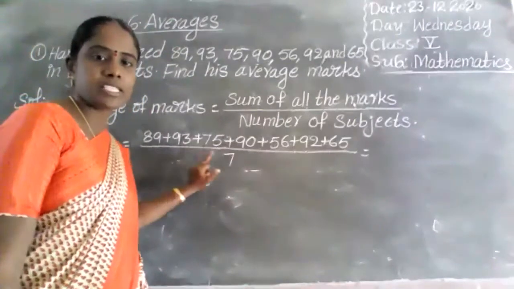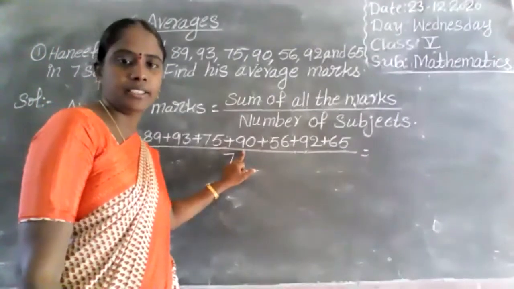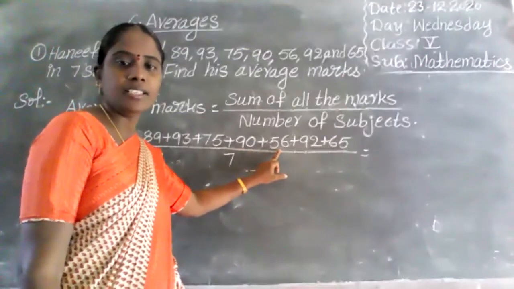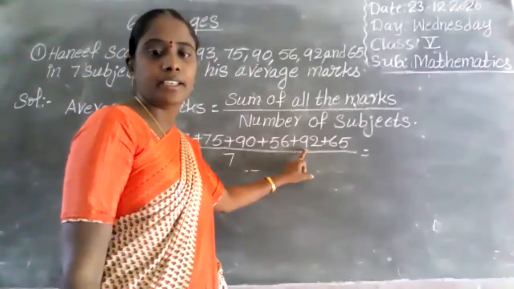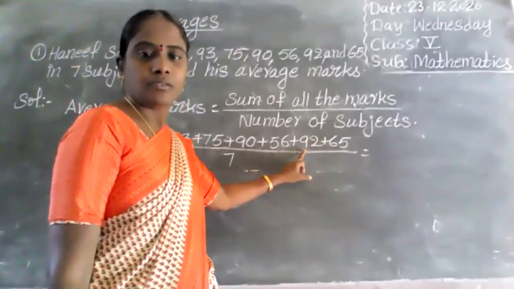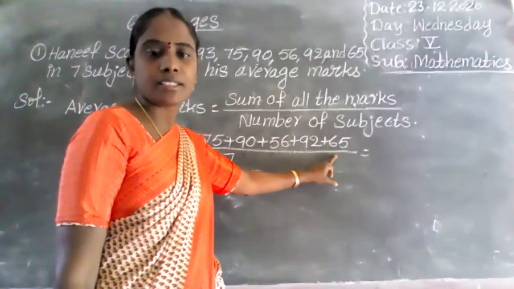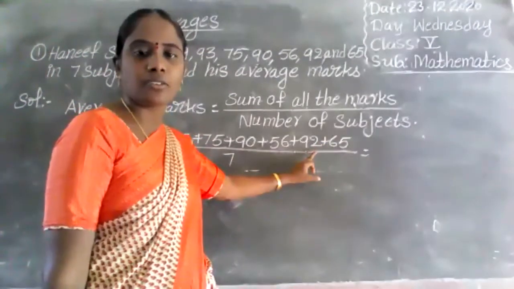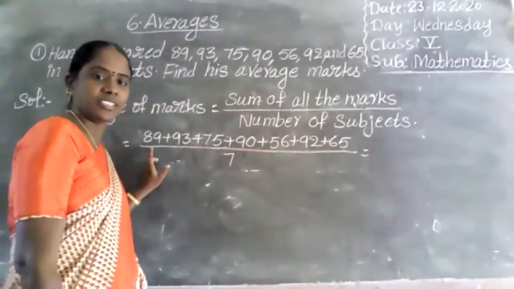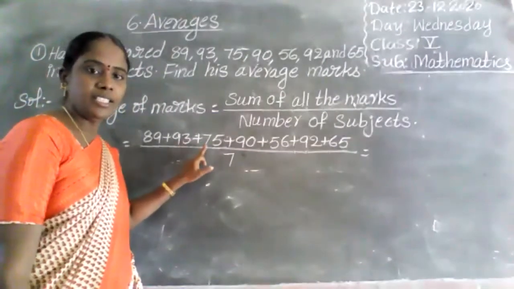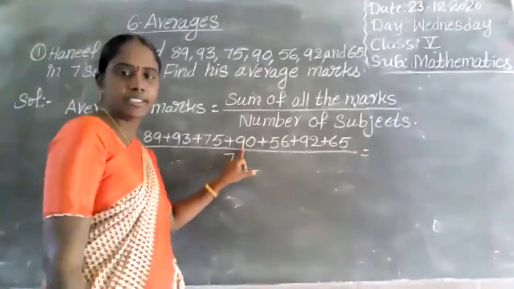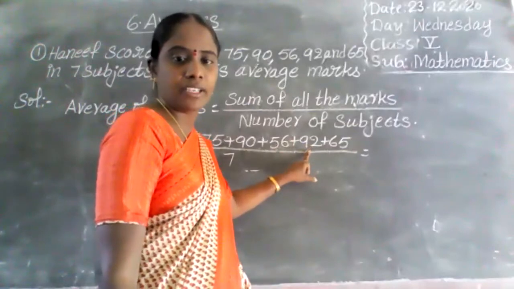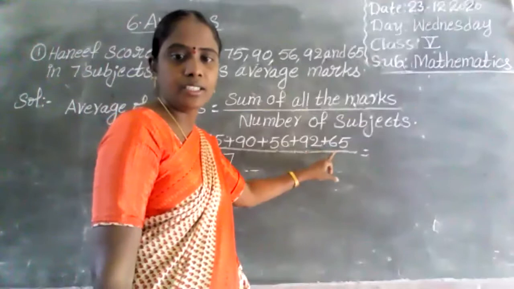80, 90, 170, 170, 70, 240, 240, 90, 330. 330 plus 50, no, Akshaya. 330 plus 50, 380. 380 plus 70, 450? Those who are saying 559, once again count. No, not 559. Once again count. 80, 90, 170, 170 plus 70, 240, 240 plus 90, 330, 330 plus 50, 380, 380 plus 90, 470, 470 plus 60.